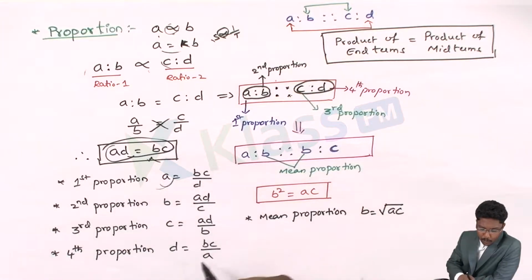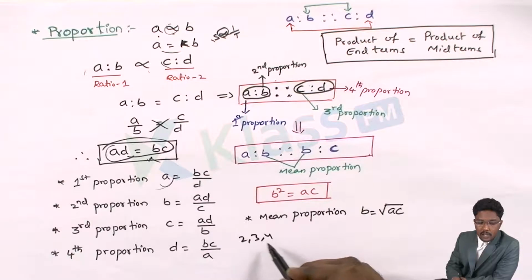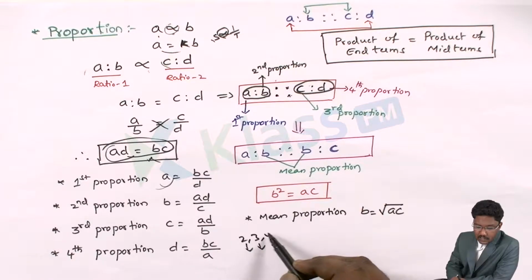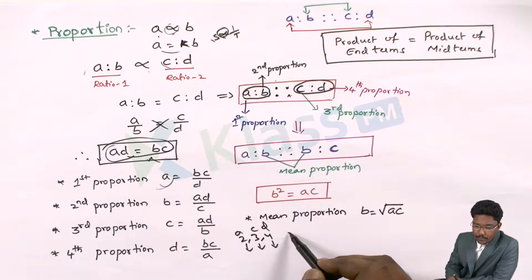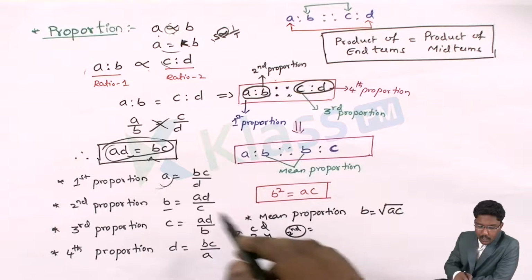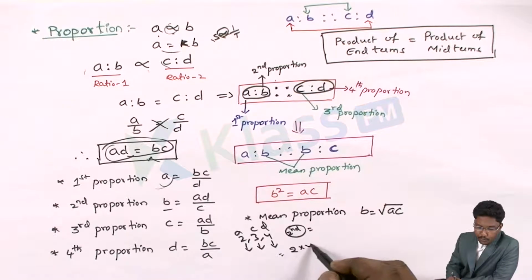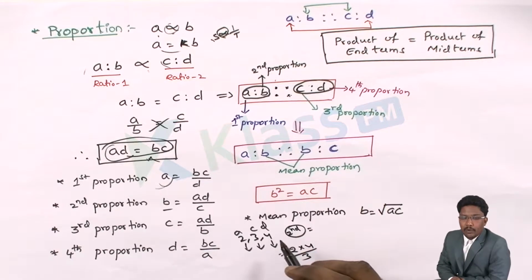Let us take an example. 2, 3, 4, find the second proportion. Then 2 is the first one, 3 is the third one, 4 is the fourth one. Please take them in the same order: A, C, D. Why are we not taking B? Because we have to find the second proportion, which is B. Then use this formula: 2 into 4 by 3, which is 8 by 3. In this way we can find it.